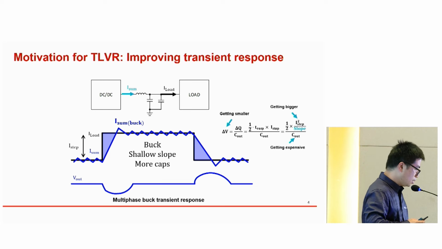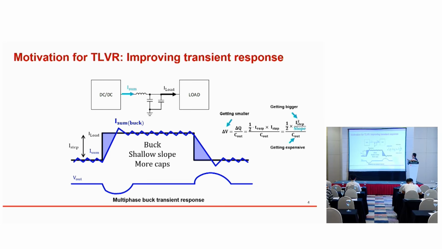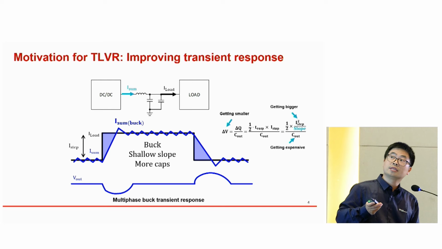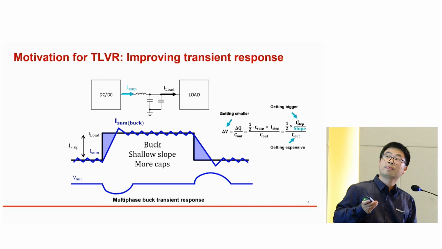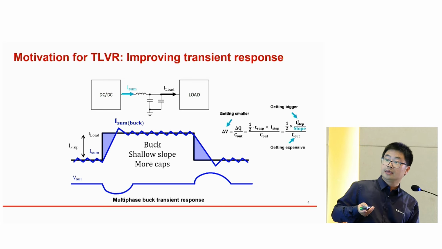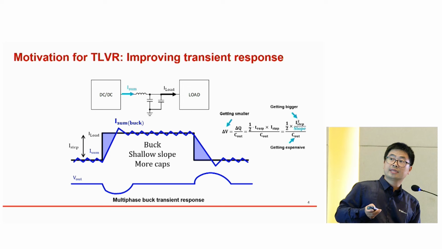Here we mark the load current as I load, and the output current of the DC-DC converter we label as I sun. If we want to make a low undershoot or overshoot, the key thing is that we need to make the slope of the I step as quick as possible, right?